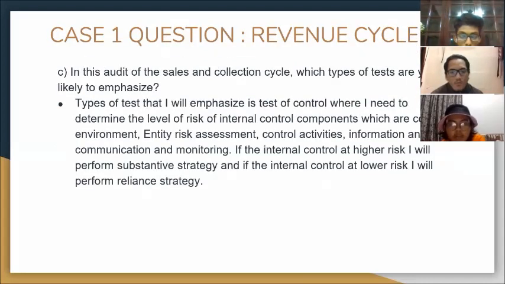Next is, in this audit of the sale and collection cycle, which type of test are you likely to emphasize? The type of test that I will emphasize is test of control, where I need to determine the level of risk of the internal control components, which are control environment, entity risk assessment, control activities, information and communication, and monitoring. If the internal control is at higher risk, I will perform a substantive strategy, and if the internal control is at lower risk, I will perform a reliance strategy.